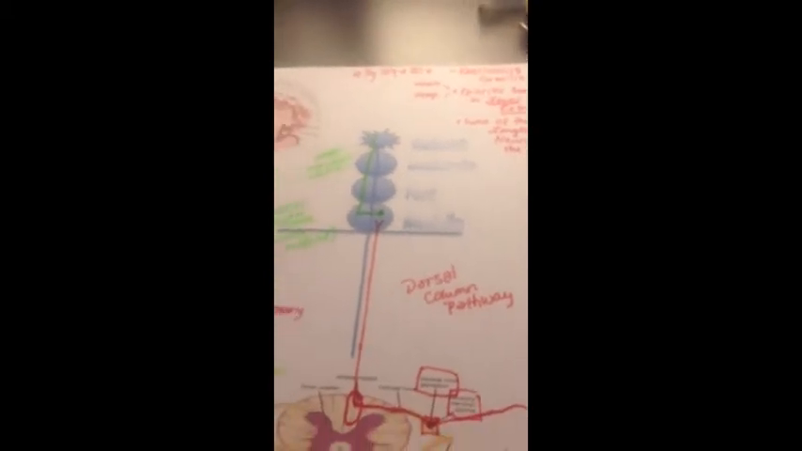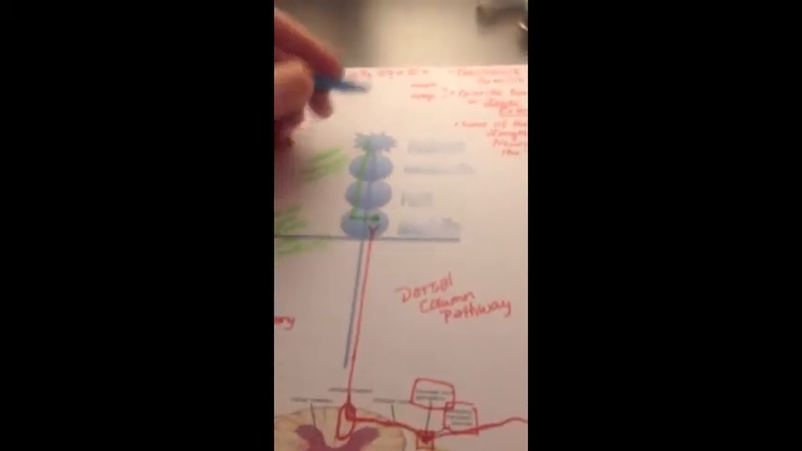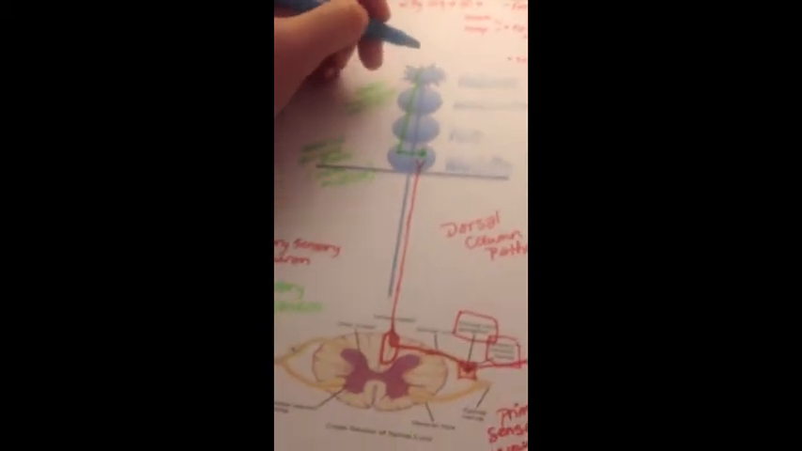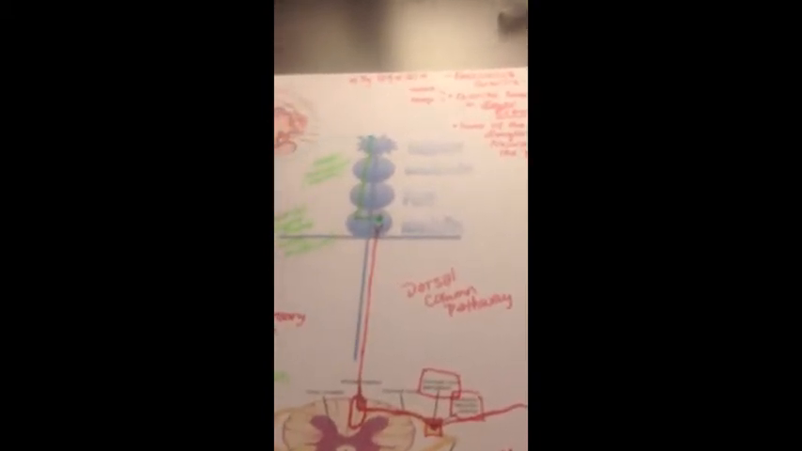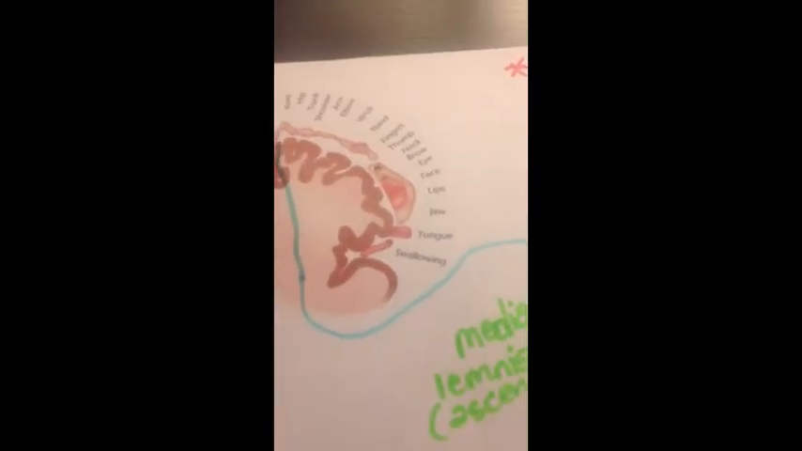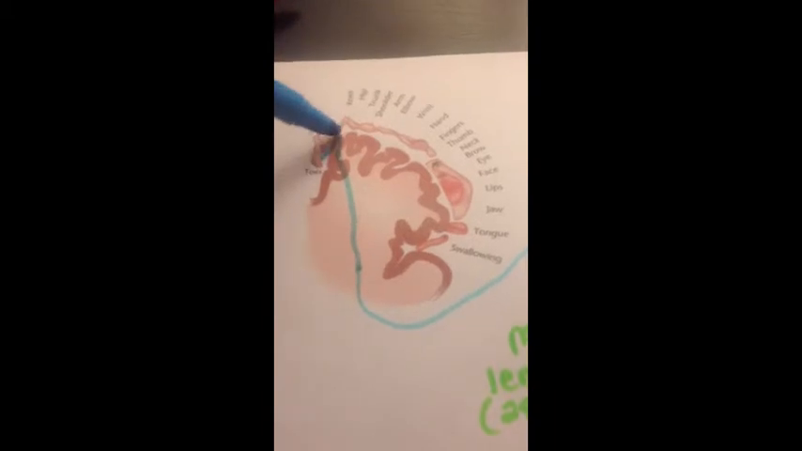So it's gone up, now it's in the thalamus. So the third order neurons are going to connect the thalamus to the sensory cortex. So the third order neuron is going to pick up right here, and it's going to travel up to the sensory cortex to the area that corresponds with the legs and the feet, the lower extremity.